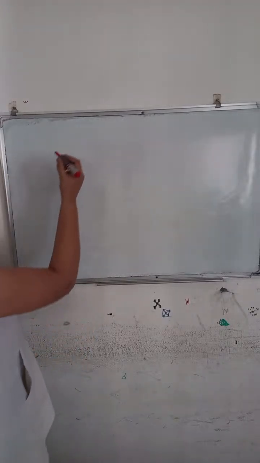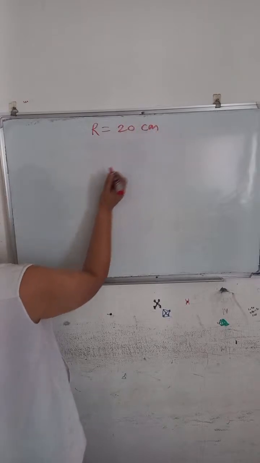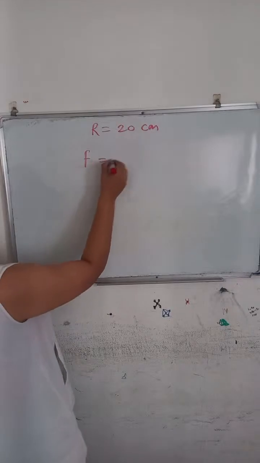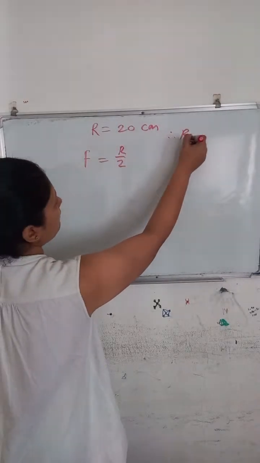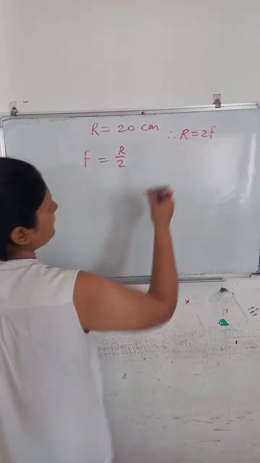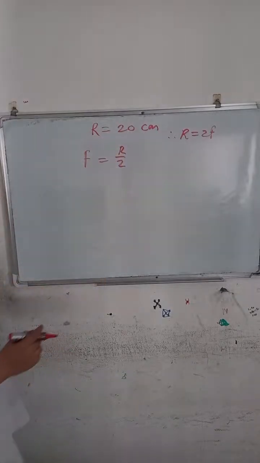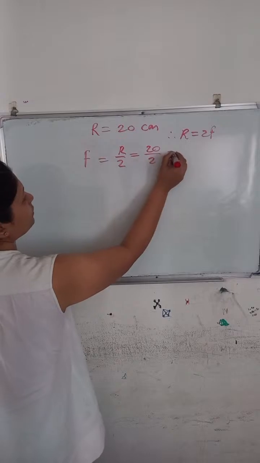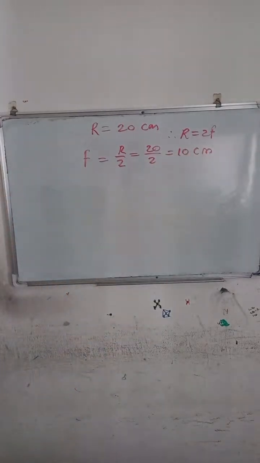Okay, so here the radius of curvature is given, that is 20 centimeter, and they are asking us to find the focal length. So focal length is nothing but R divided by 2. That means we have the formula R is equal to twice F. So now I want F, means rearrange the terms for F. So R by 2, and here this will come 20 by 2, that is nothing but 10 centimeter. The focal length is 10 centimeter. Copy this.